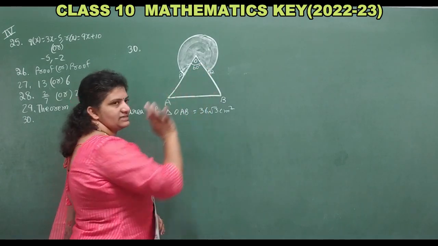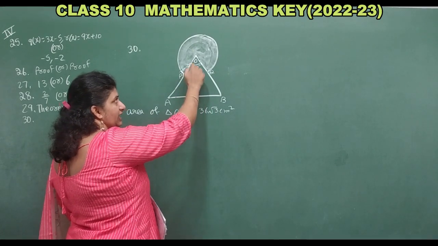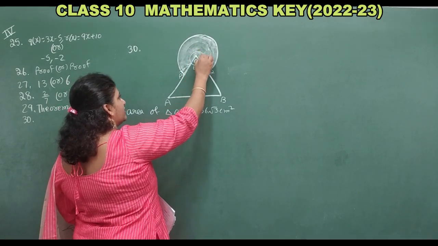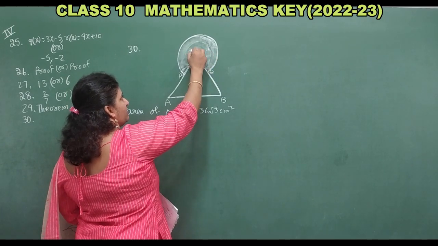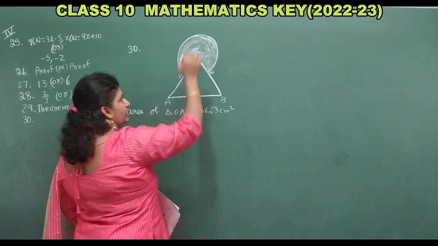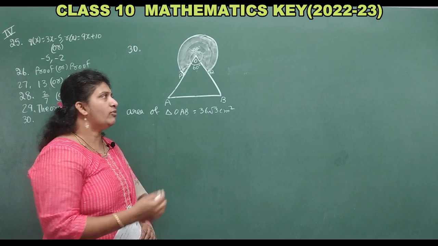60, 60, 60. So the theta value here is 60 degrees. Then what about this angle, children? We need this area, right? 360 minus 60 will be 300 degrees. So that theta value we got. Now what about the radius?